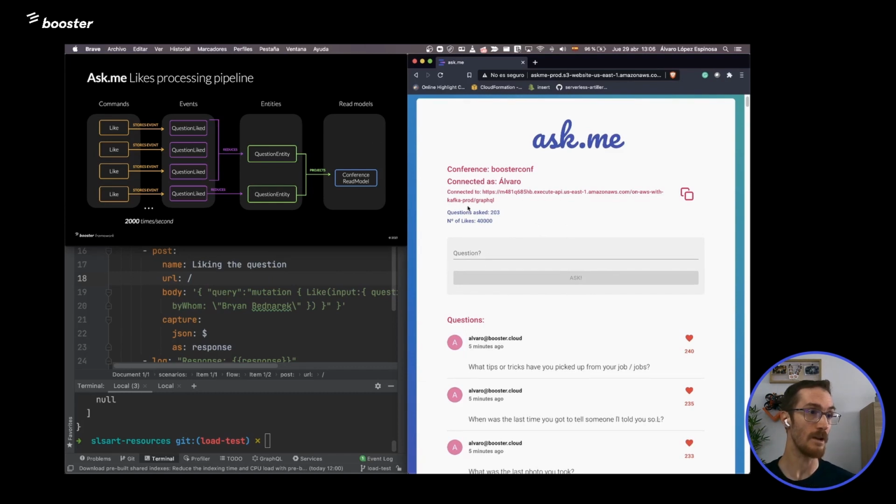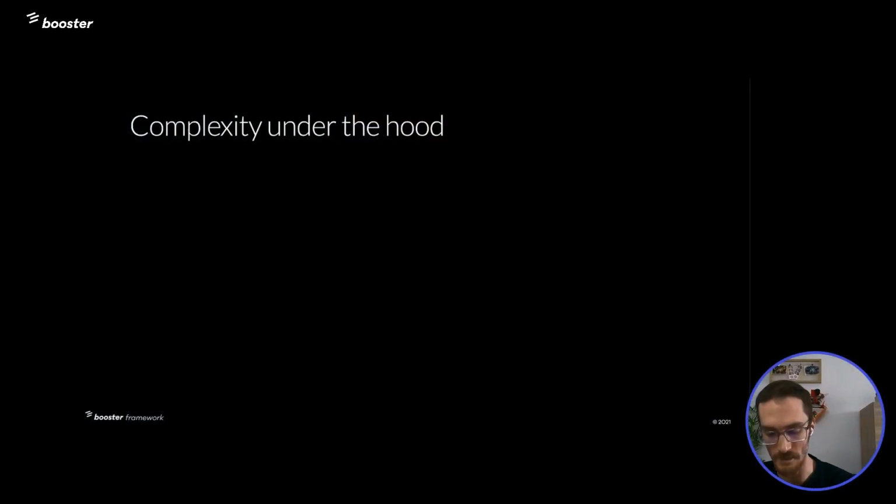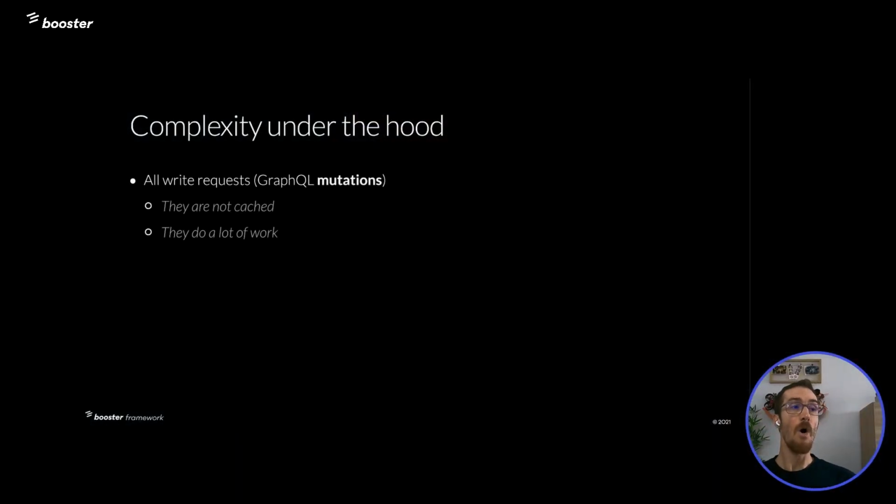So this was really quick. Let's think about what really happened, about the complexity that was under the hood. All the requests were write requests, GraphQL mutations, which means that they are not cached. And they do a lot of work. They are not simple hello world requests. As I explained, they are doing data validation, storing events, doing reductions, projecting data, etc., etc.